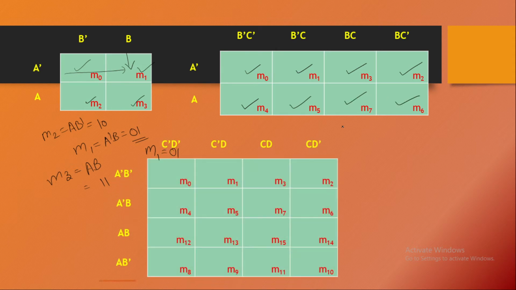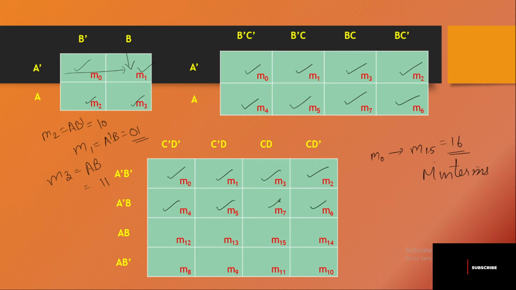Likewise, we can even map the 16-cell KMAP with the help of minterms. Since we have 16 cells, the minterms start from 0 and go to M15, so in total we have 16 minterms. If I map these minterms to the cells, the first cell is M0, the second cell is M1, then M2 and M3. Then we have M4, M5, M6 and M7. So the first two rows are exactly the same as an 8-cell KMAP.